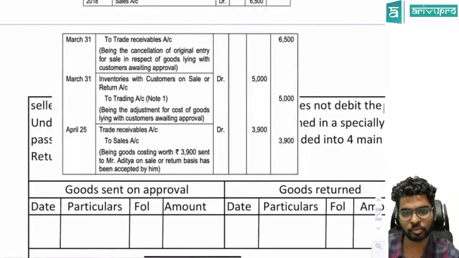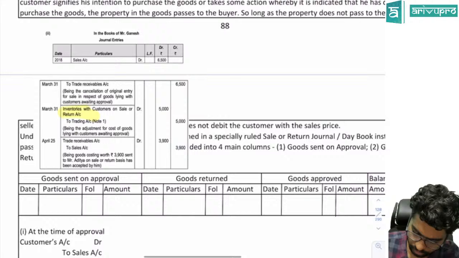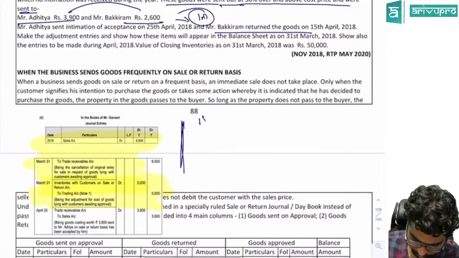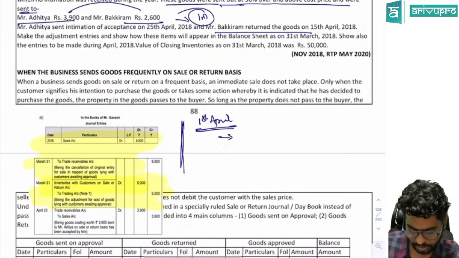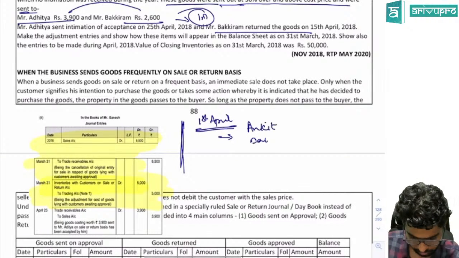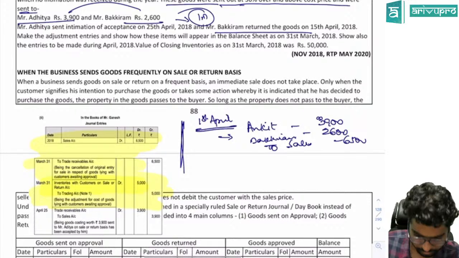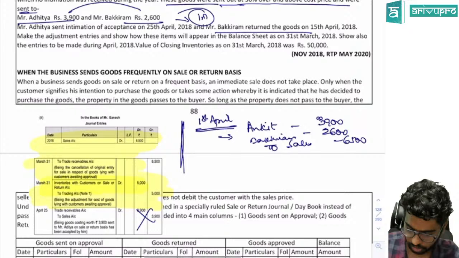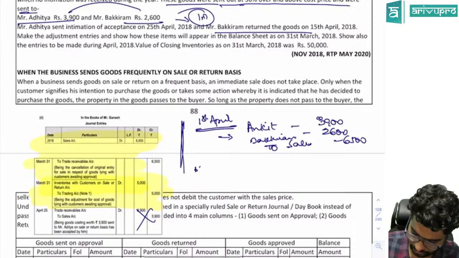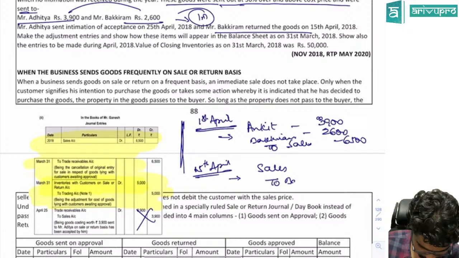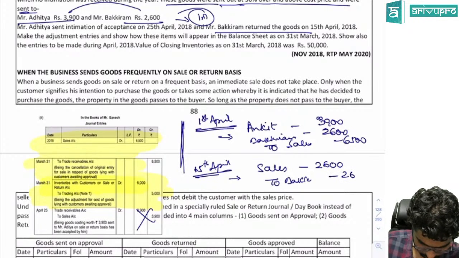Guys, this is actually wrong in the book because they should record the resale here. See, these three things are fine. This one should be on 1st April. Again, they should be recording it as Bakiram to sales, 3,900, 2,600, 6,500. This is actually wrong in the book. Then on 25th, no entry. 15th April, it's going to be sales to Bakiram. Are you clear?